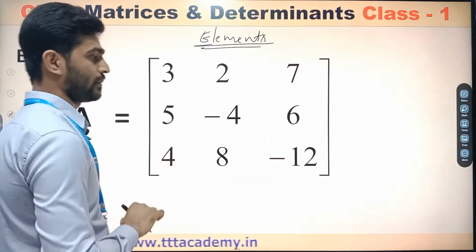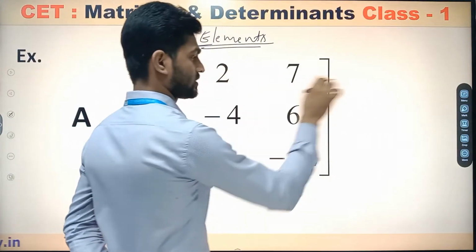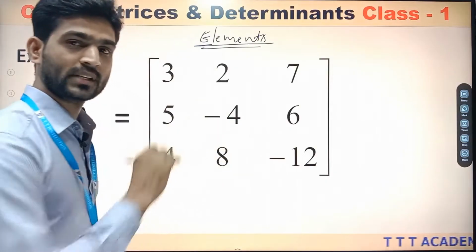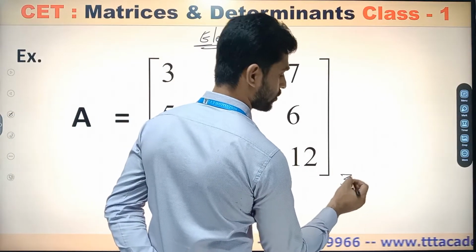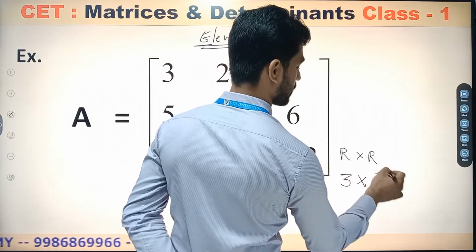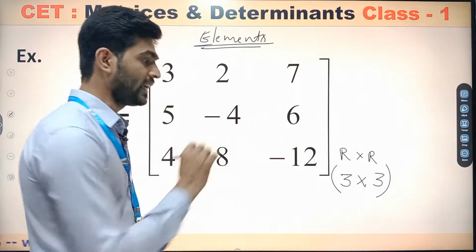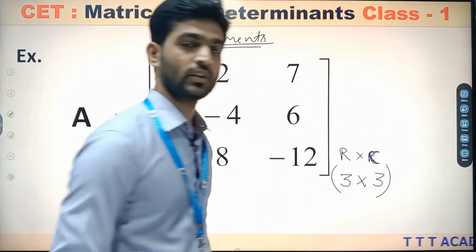In this, how many elements are here? There are 9 elements which are arranged in first row, second row, third row. Similarly, first column, second column, and third column. That means that here there are 3 rows into 3 columns. That is the size: 3 into 3, which expresses 3 rows into 3 columns.